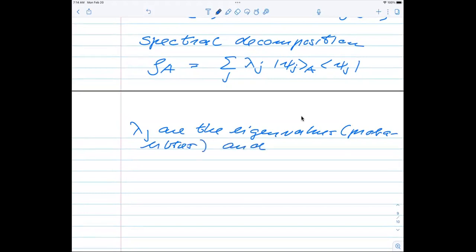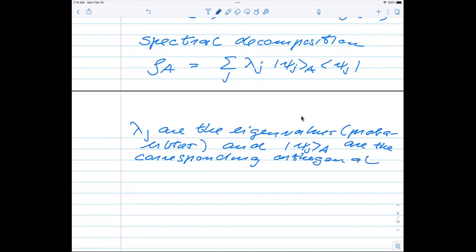And this phi of J of A, they are the corresponding orthogonal and normalized eigenvectors, the corresponding orthogonal eigenvectors. So what I've used there is actually the spectral decomposition, which we introduced 2 or 3 weeks ago.